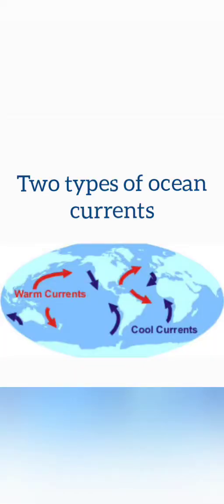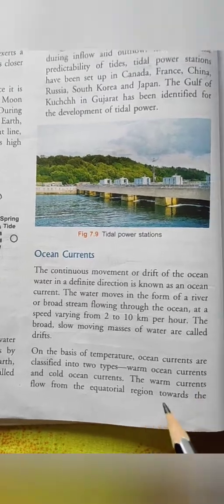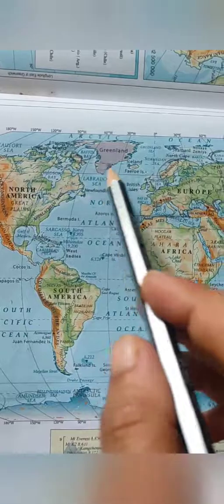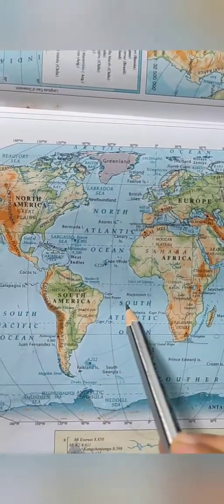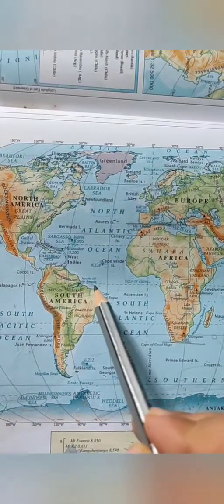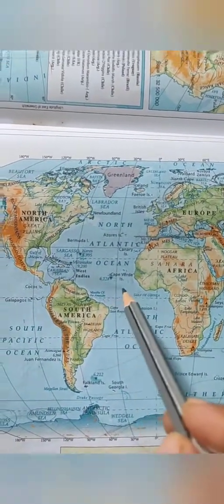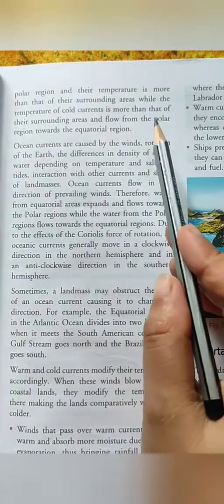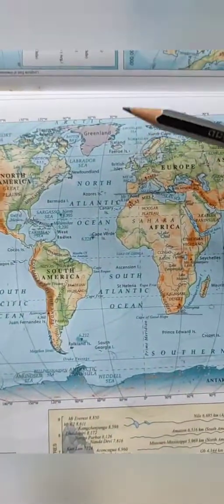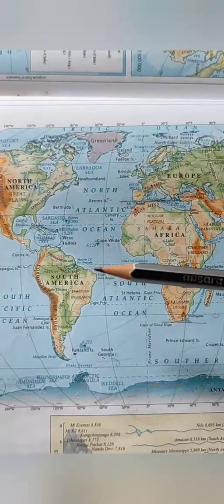On the basis of temperature, ocean currents are classified into two types: warm ocean currents and cold ocean currents. The warm currents flow from the equatorial region towards the polar region, and their temperature is more than that of the surrounding areas, while the temperature of cold currents is less than that of their surrounding area, and they flow from the polar region towards the equatorial region.